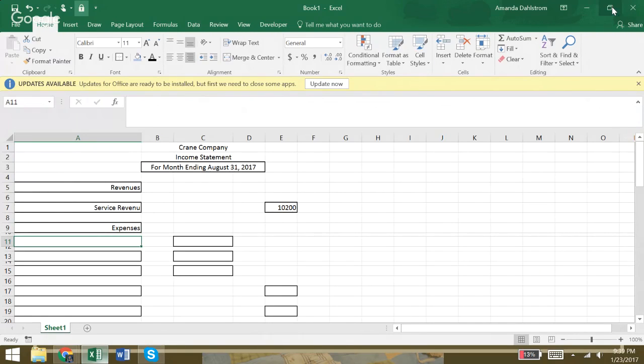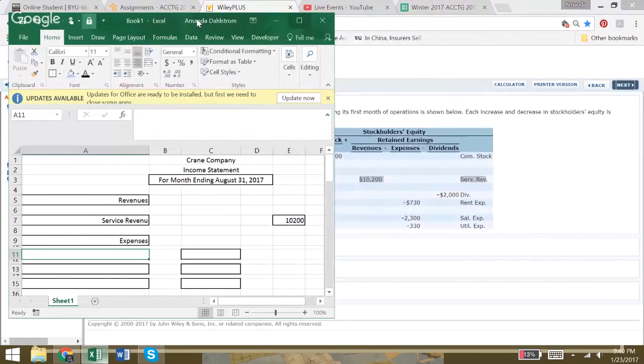And let's see if I can do this. It doesn't work very well. Never mind, sorry.